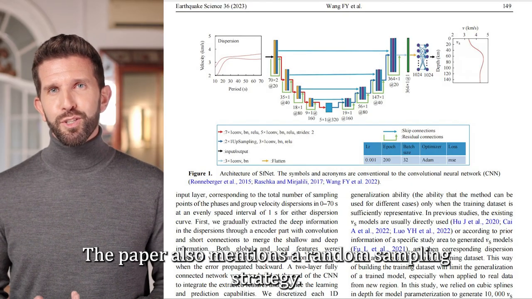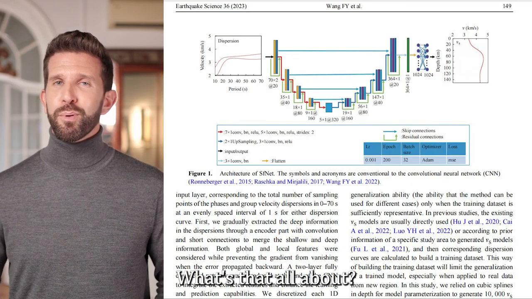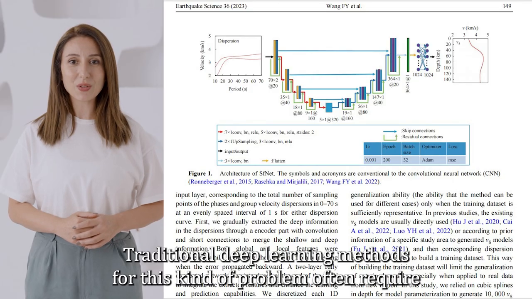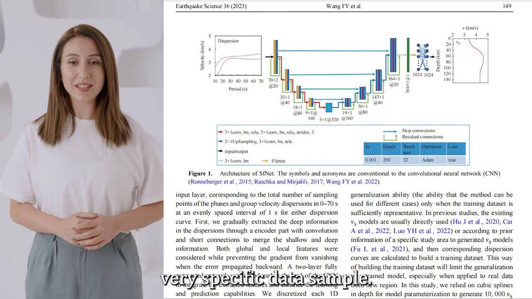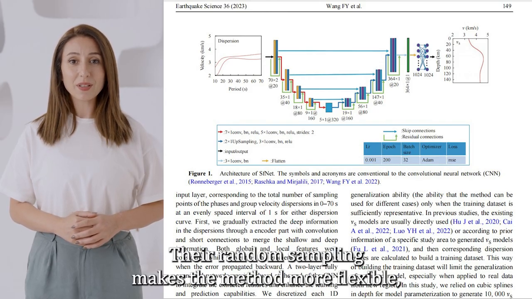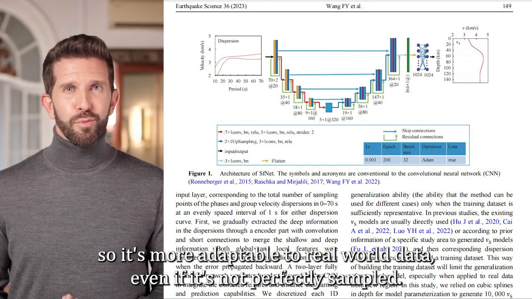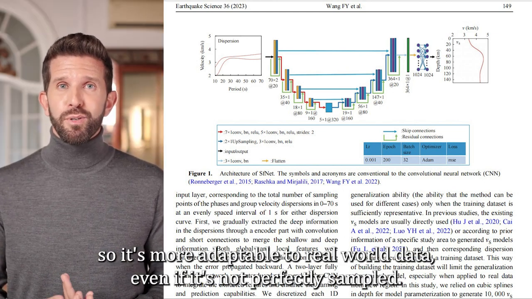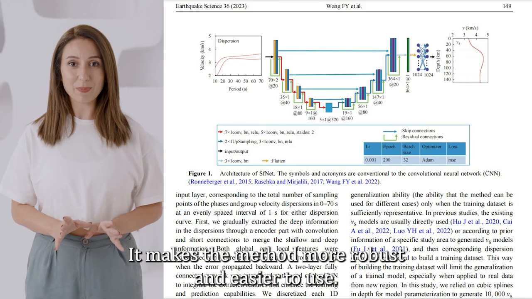The paper also mentions a random sampling strategy. What's that all about? Traditional deep learning methods for this kind of problem often require very specific data sampling. This limits their applicability. Their random sampling makes the method more flexible. So it's more adaptable to real-world data, even if it's not perfectly sampled? Exactly. It makes the method more robust and easier to use.